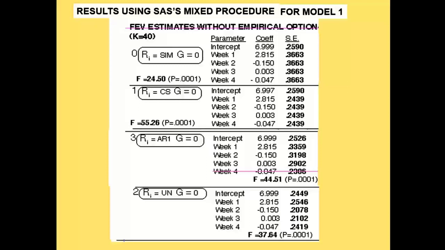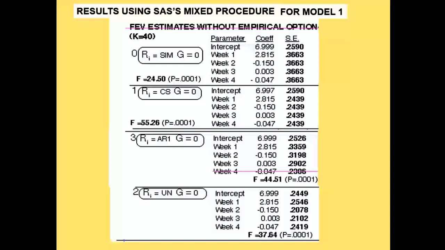So if I actually look at the 24.50 here, for example, the 55.2, I'm testing whether the average values over the 5 weeks are significantly different. What I'm not doing is something about how week one differs from the other 4 weeks on the average. At this point, I'm just showing you what happens for the first test, for the first question.